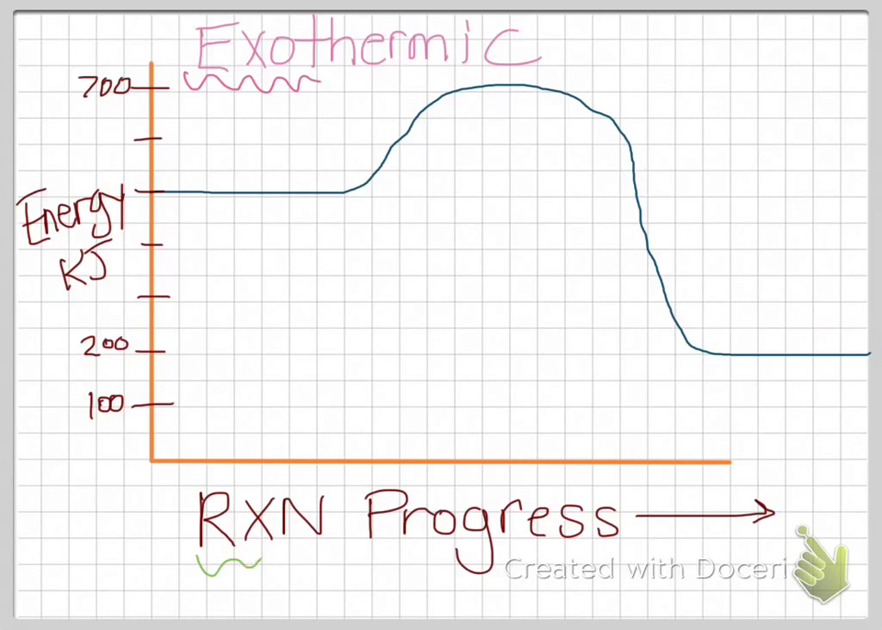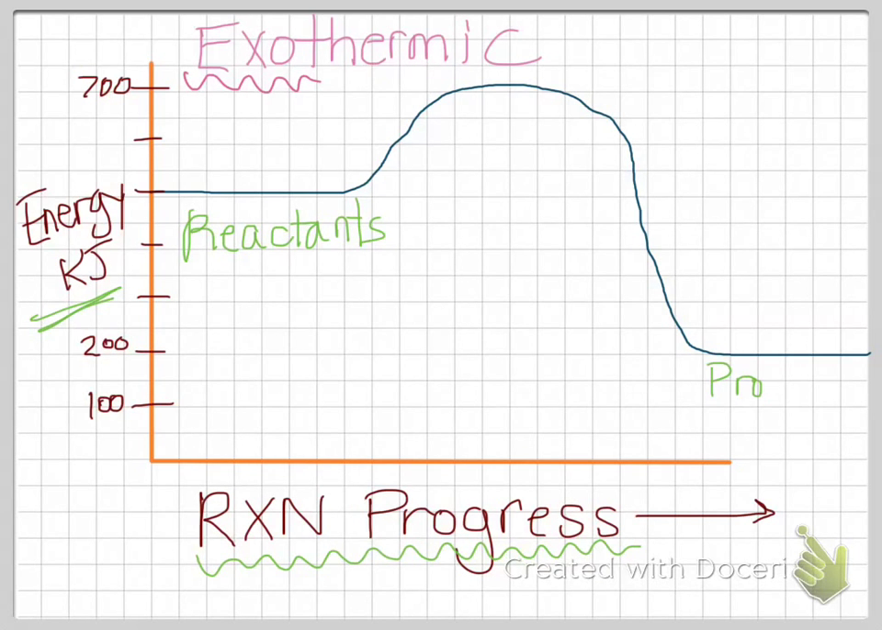So the X-axis can either be time or reaction progress. Reaction progress just basically means when you start with reactants until it goes to products. And on the Y-axis we have energy in kilojoules. This can also be energy in calories or it could be energy in joules. It really doesn't matter. Okay, so we're starting here with our reactants because when you start a reaction, you obviously start with reactants. So your reactants are here, and over here you have your products.